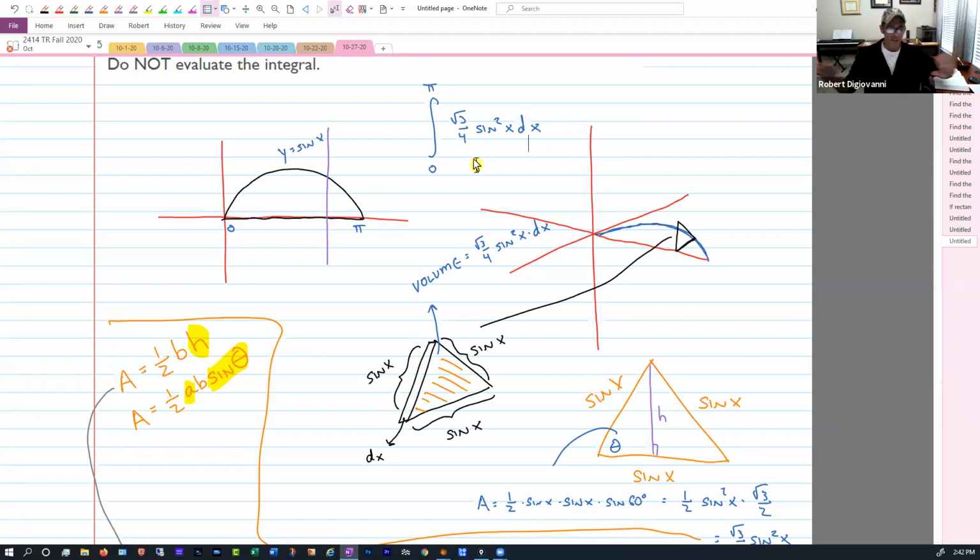See, this is not a rotation. This isn't a shell or a washer. It's a completely different idea. But again, it shows you the power of the integral. It allows you to add up an infinite number of things. It doesn't matter where they come from. You just have to have a formula for whatever it is.